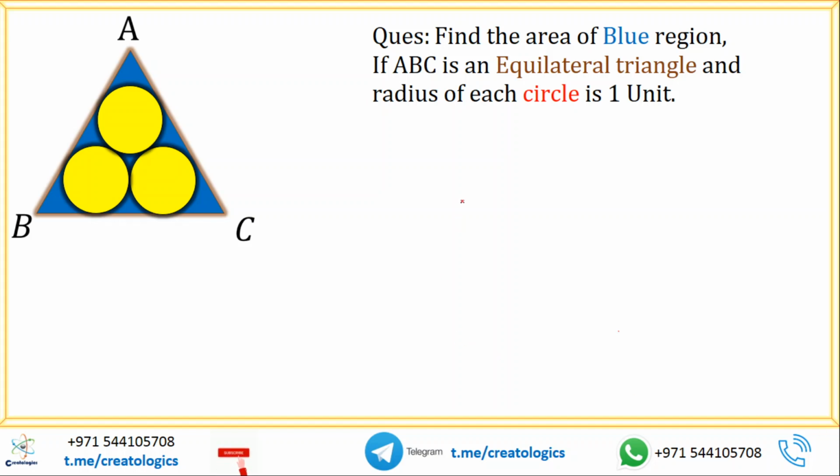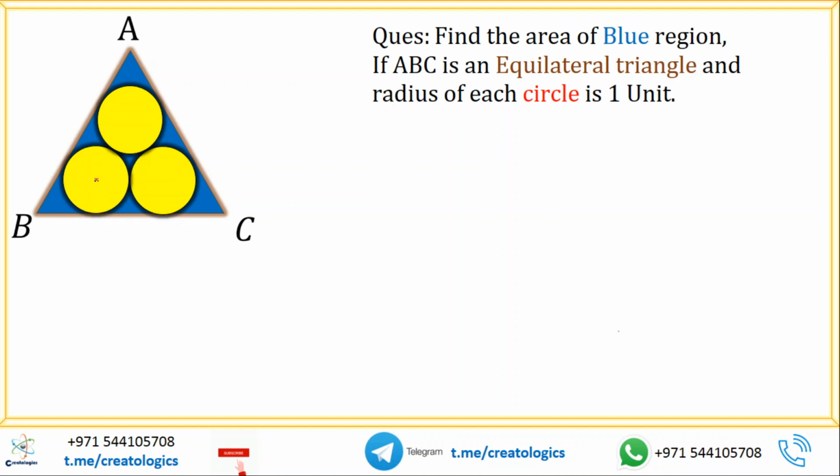Hello everyone. Let us solve this question where you need to find the area of this blue region, and the things which are given to us are this triangle ABC is an equilateral triangle, and also the radius of each circle is 1 unit. So we are given an equilateral triangle and unit circles.